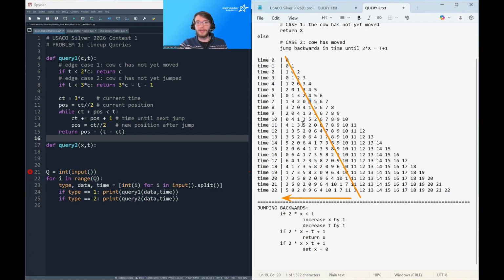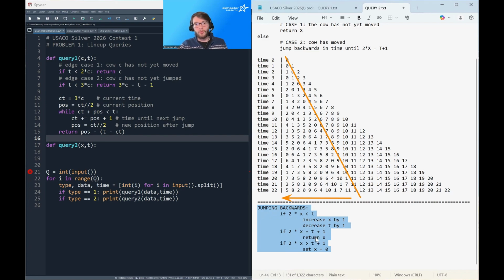So we can trace through another example here. Let's say we're looking at cow 6. Again, we start at cow 6, go 1 unit of time backwards, and then we cross the orange line. We're not on the orange line, so we jump back to position 0. Then we go back, and once we land exactly on the orange line, we can just return position 6. So what we can do is simulate going backwards in time until eventually we fall exactly on the orange line.